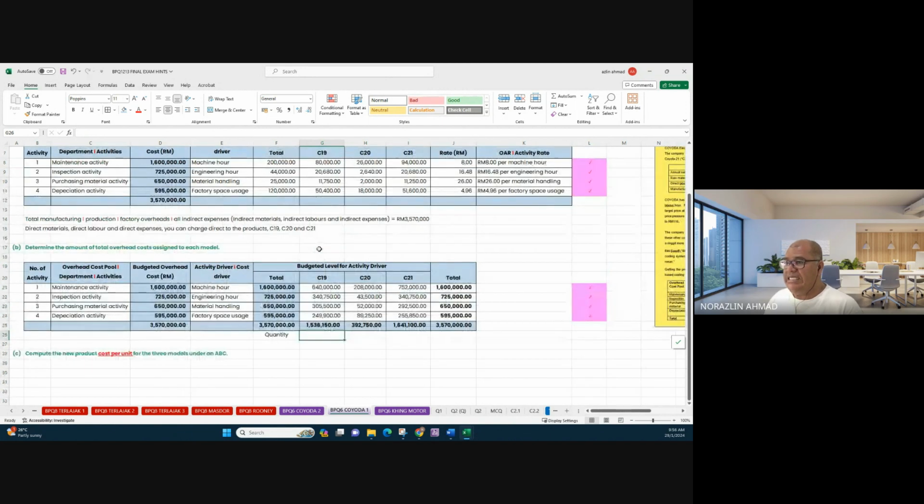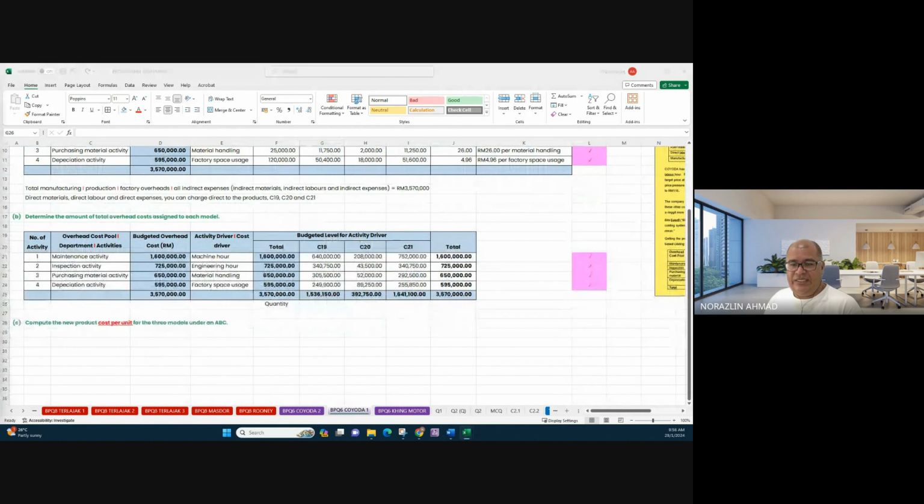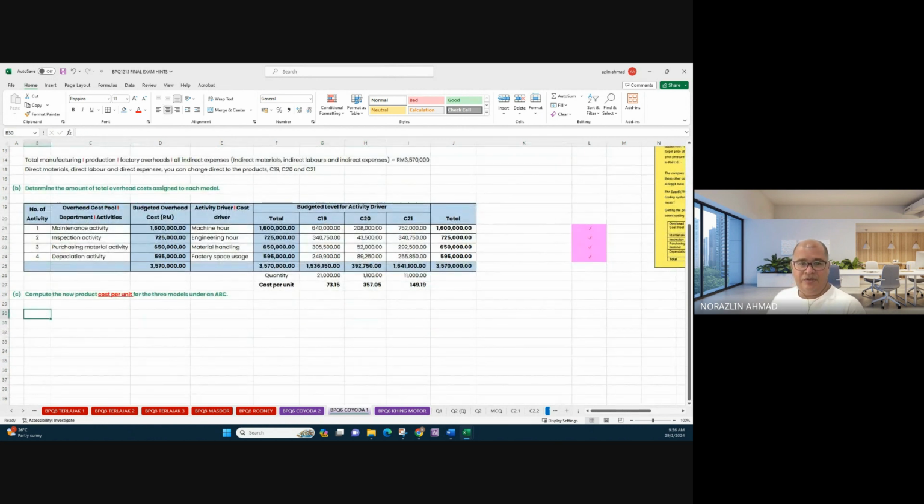Okay, the quantity. In the question, it stated the quantity that we have. This one is 21,000 units. This one is 100 units. This one is 11,000 units. So we have the unit here, and then cost per unit. 1663 divided by this one, we got 73,357,149. This one we will use it later. Okay, let's continue.